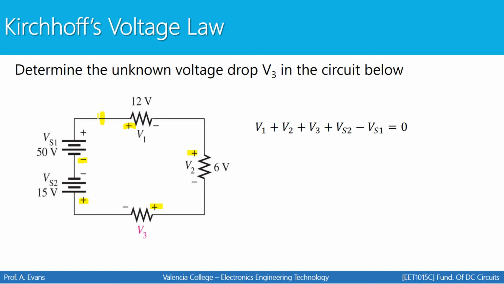And now I'm back to where I started. So once I write out that sum, I'm just going to say equals 0 when I get back to where I started. Now I'm going to fill in what I know. I know V1, I know V2, I know VS2, and I know VS1. So now there's one thing that I don't know, and you can use algebra now to solve for V3. V3 will end up being 17 volts. This is how we use KVL to find a missing voltage within a circuit.